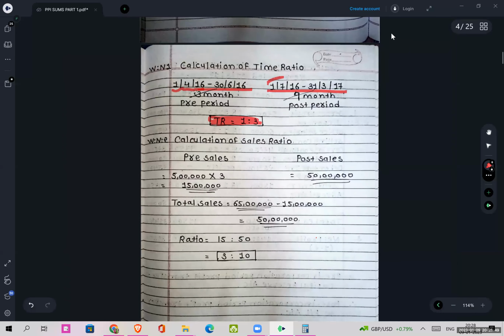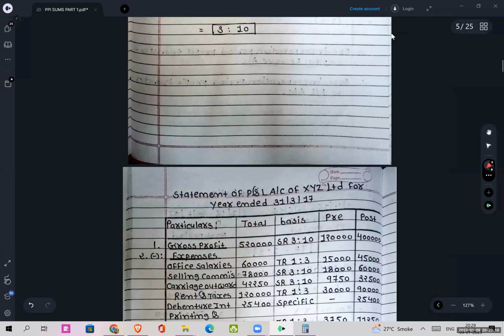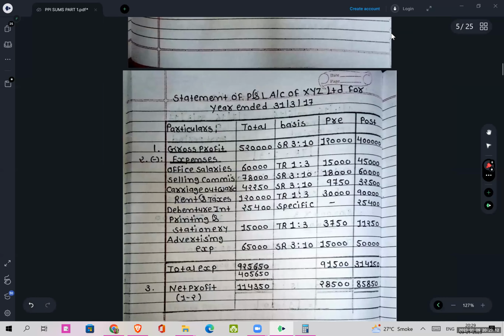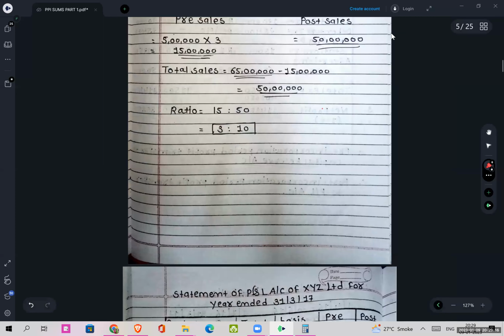So first you are going to calculate in the question the pre-period sales, pre-period and post-period, so that you calculate the time ratio. Once you know the time ratio, the second important ratio that you have to calculate is always the sales ratio. And the sales ratio information is given. Out of that, you calculate the sales ratio. Okay? Now they want you to prepare a P&L account in the columnar form. Now students remember one thing.